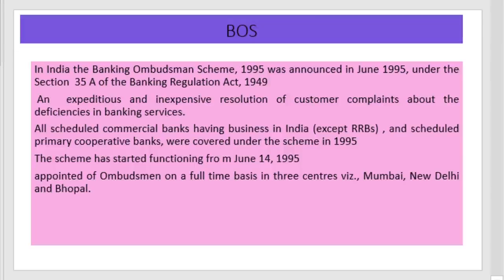All scheduled banks having business in India, except RRBs and scheduled primary cooperative banks, were covered under the scheme in 1995. It started functioning on June 14, 1995, and accordingly appointed ombudsmen on a full-time basis in 3 centers: Mumbai, Delhi and Bhopal. That is, the scheme was introduced in 1995.